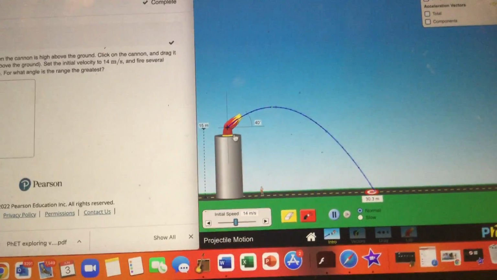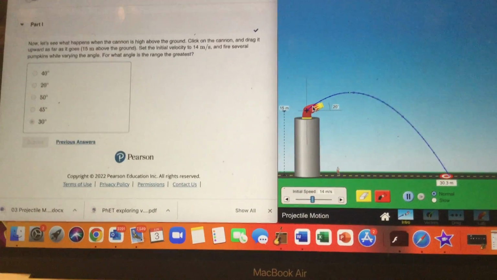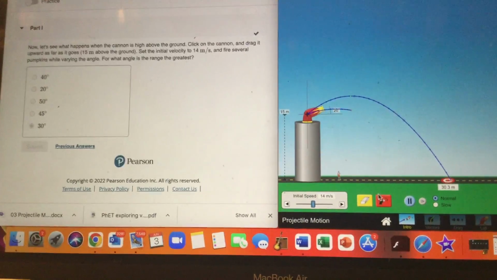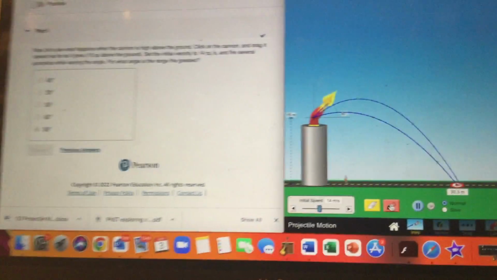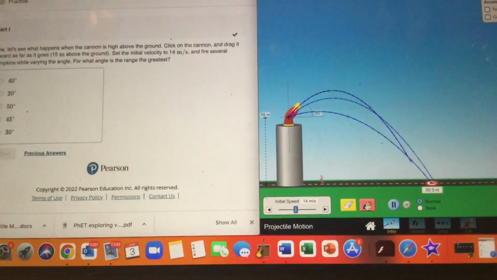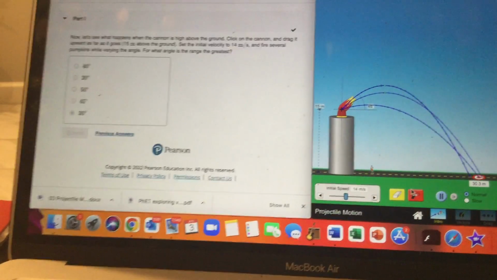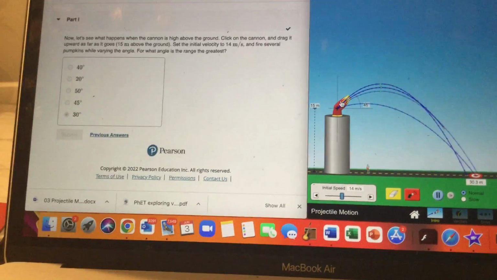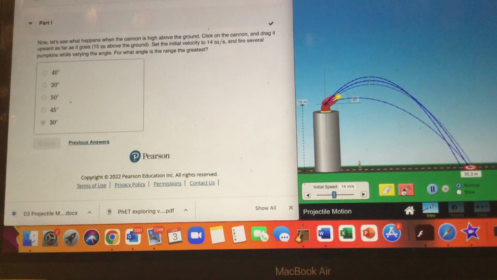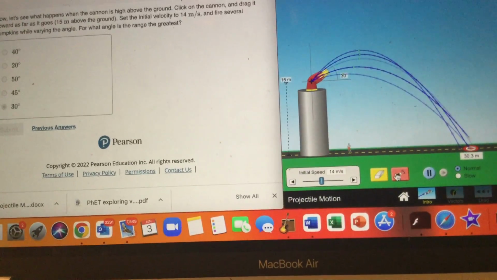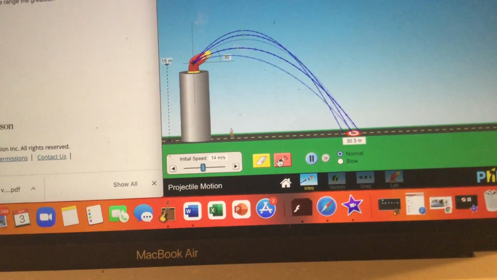Okay, we did it at 40 degrees. We'll do it at 20 degrees. Do it at 50 degrees. Do it at 45. And we'll do it at 30. As we can see, 30 went the farthest, so it's 30 degrees.